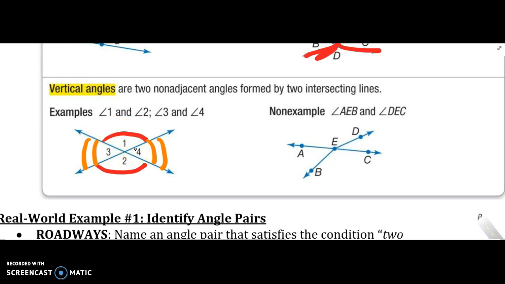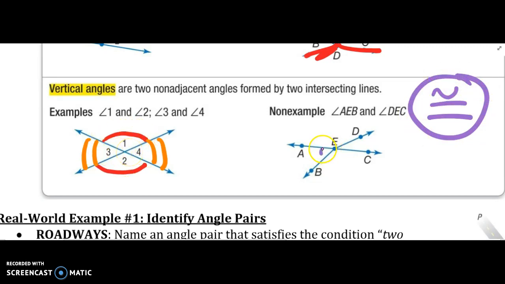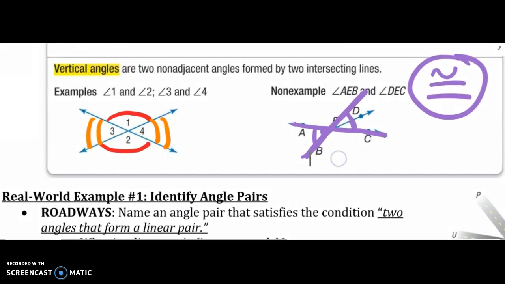We'll also learn later that vertical angles are always congruent. So you can kind of tell my angle 1 and angle 2 are the same, and 3 and 4 are the same. Here, this angle is not vertical to this one because there's a line, but that is not a line. So if it were like this, that would be vertical. But when it shoots off separately, it's not.